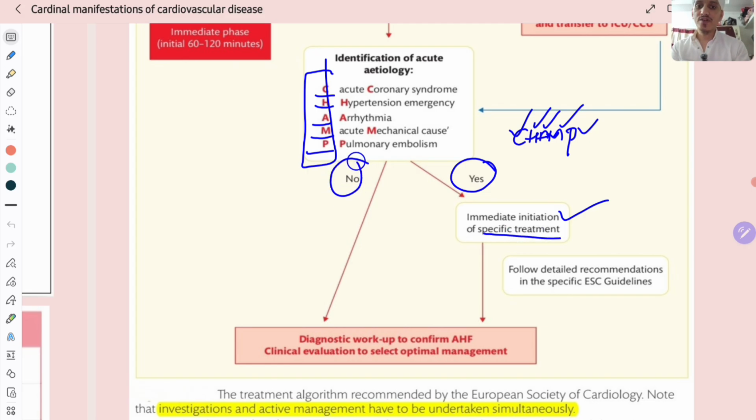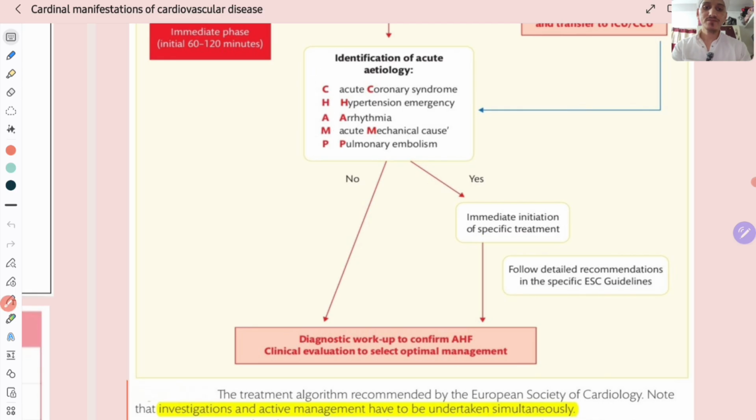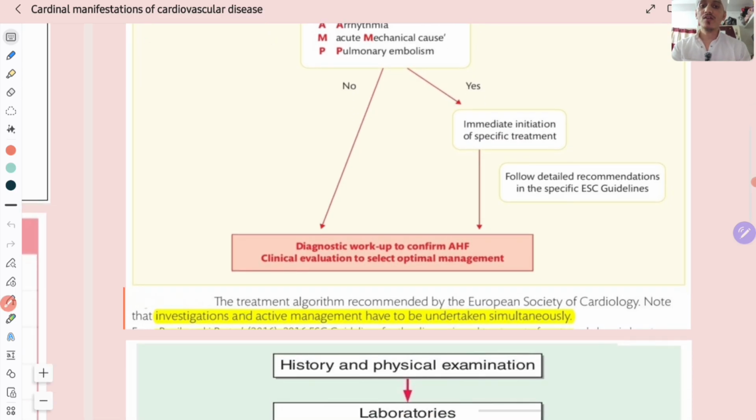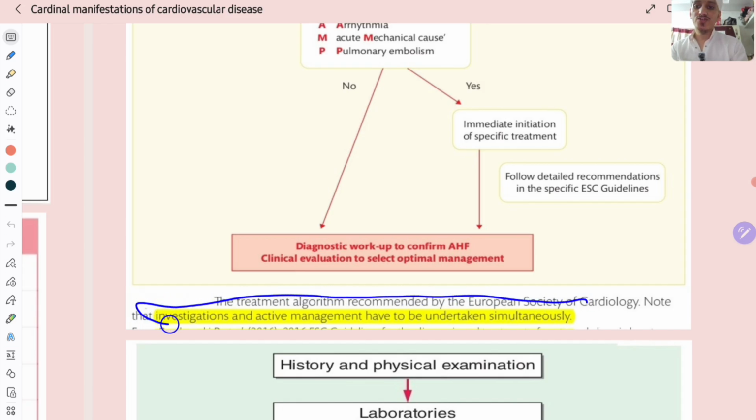If no cause is found, then diagnostic workup to confirm acute heart failure and clinical evaluation to select optimal management. So this is the easy approach we should follow whenever we suspect a patient coming with acute heart failure. This is the treatment algorithm recommended by the European Society of Cardiology, ESC. The investigations and active management, this is important, have to be undertaken simultaneously.